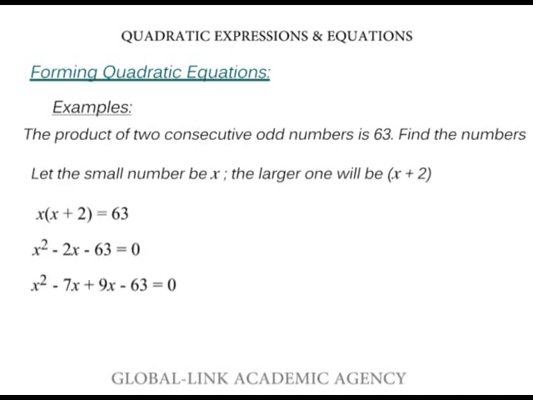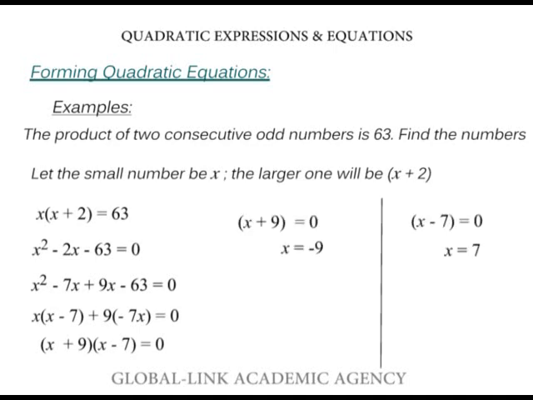If we solve that, we shall end up with x plus 9 times x minus 7 is equal to 0. The roots are x is minus 9 or x is 7. Let's see if it is true. If x is minus 9, the smaller number is minus 9 and the larger number is minus 9 plus 2, which is minus 7. Minus 7 times minus 9 is 63, which is correct.